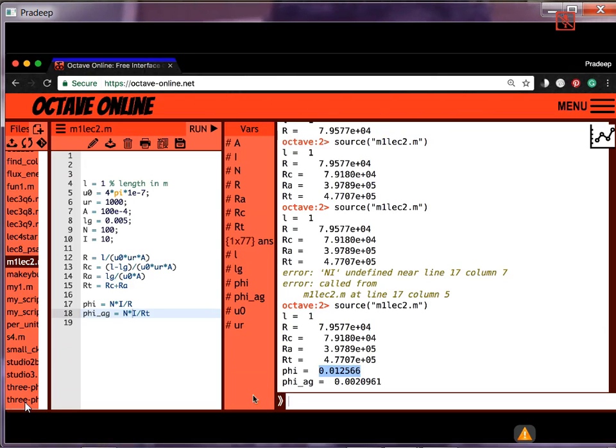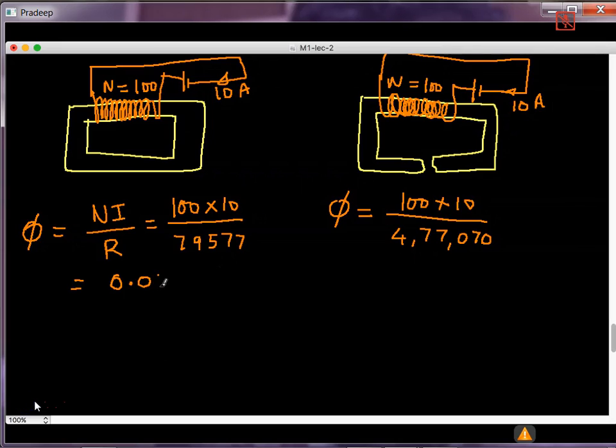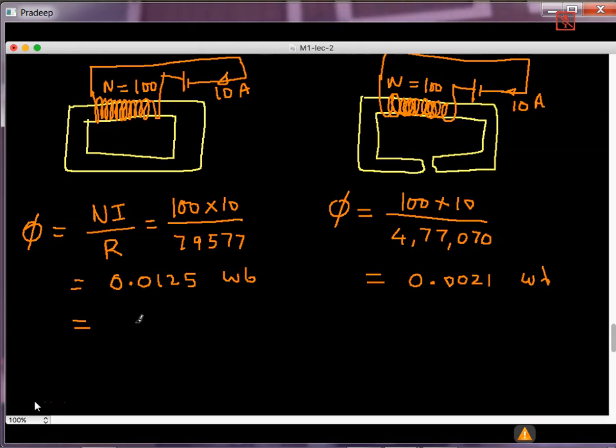So let me write these answers. 0.0125 Webers. And whereas here the answer is 0.00, let me check my answer, 21 Webers. Or in other words, here I can write it 12.5 milliwebers, and here it is 2.1 milliwebers.